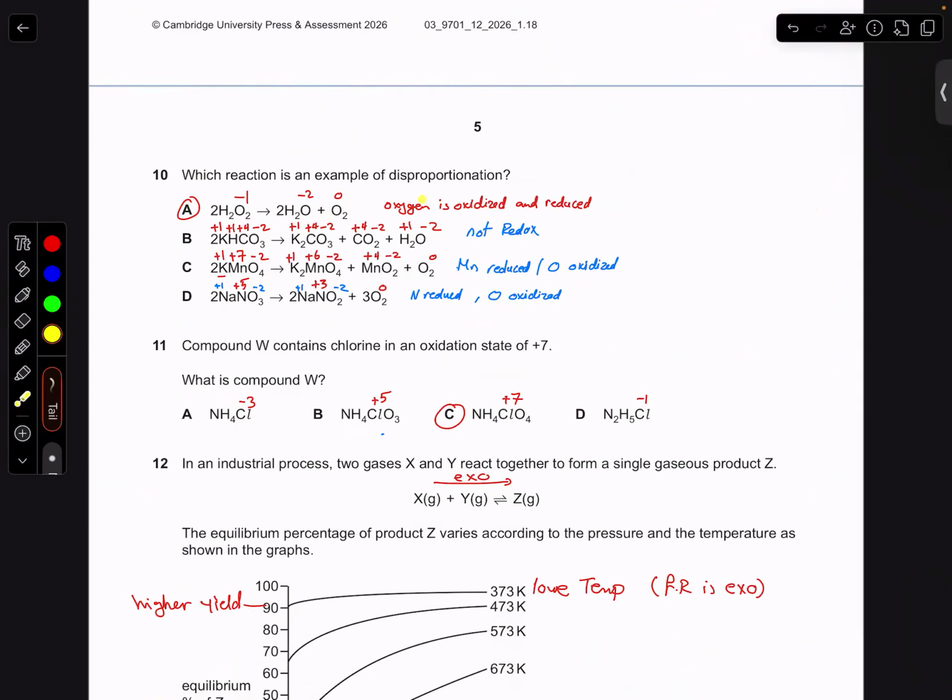Question number 10. Which reaction is disproportionation? Disproportionation is when the element undergoes oxidation and reduction. If you look at this, here oxygen is -1 in H2O2, and here oxygen is -2, and here oxygen is 0. So here oxygen is reduced, and here oxygen is oxidized. So the answer is A.